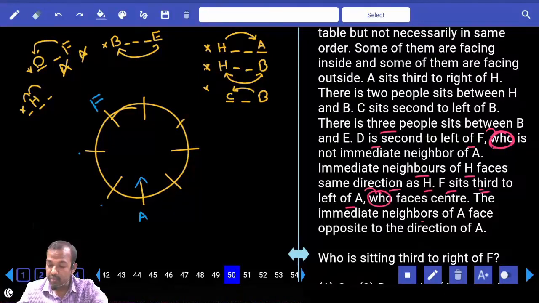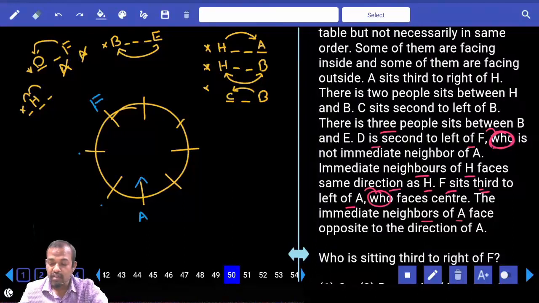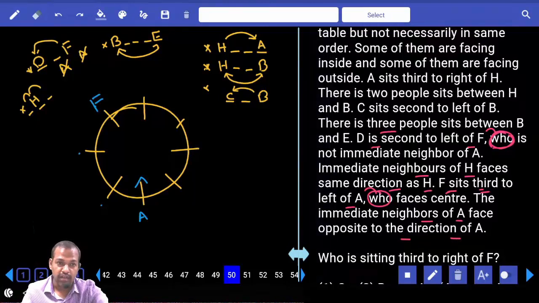Next one. The immediate neighbors of A face opposite to the direction of A. Here A is facing inside. These two persons have to face outside. Okay? Right. Now listen.